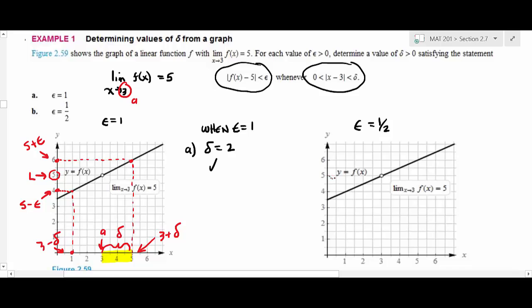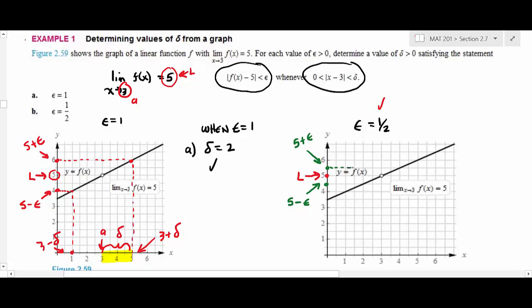Then we go to the next one and do basically the same thing. Again, this is the value of your limit, the limit of f of x, so we make a note that that is L. This time, epsilon is going to be 1/2. So we go up 1/2 and down 1/2. This gives the value of the limit plus epsilon, 5 plus epsilon, and the value of the limit minus epsilon.